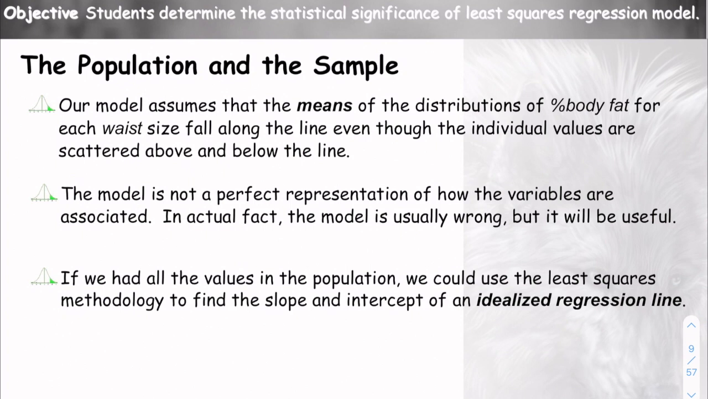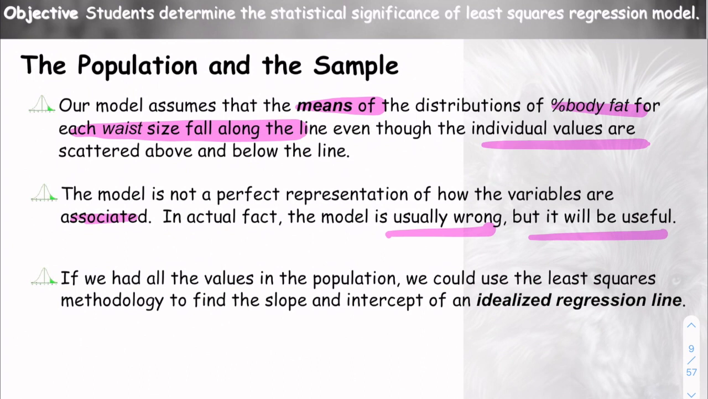So our model assumes that the means of the distribution of percent body fat for each waist size fall along the line, even though the individual values are scattered above and below the line. So our model is not a perfect representation of how the variables are associated, and that's okay. In fact, the model is usually wrong, but it will be useful. And we mean that it's wrong because the data values are not exactly on the line.